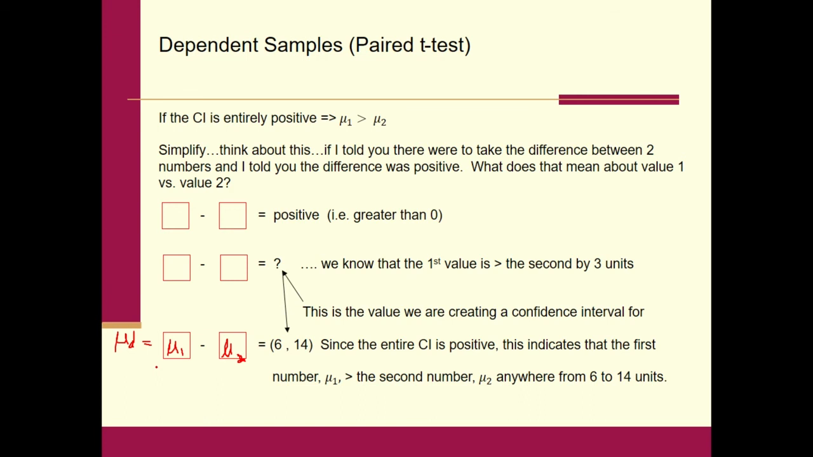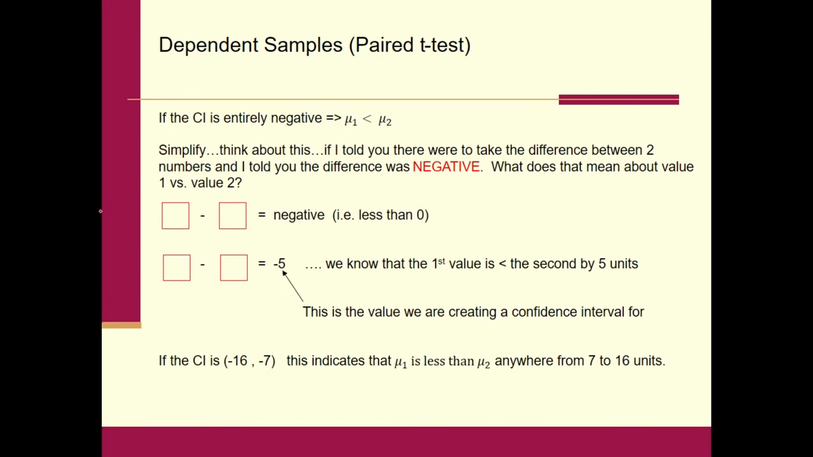All right, let's continue. Let's say that the entire confidence interval is negative, and what that is suggesting is that mu1 is less than mu2. So we go through the same thing where we do the difference between the two, and we simplify with just simple numbers right now. And I told you the difference was negative. What does that mean about the value of the first number versus the value of the second number? All right, so we got two numbers. The difference turns out to be negative, less than 0. So let's say that it turned out to be a -5.